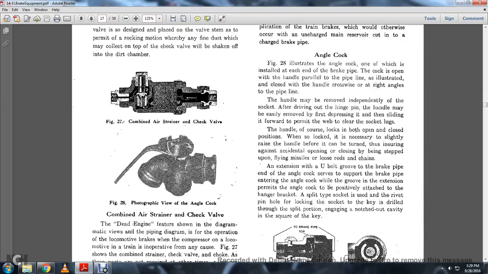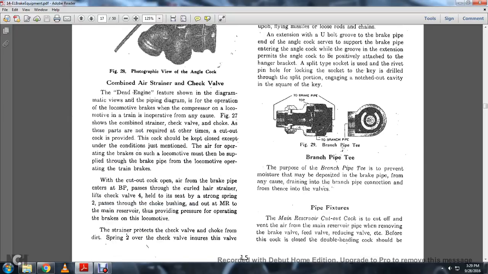Figure 27: combined air strainer and check valve, compared with the angle cock. The dead end feature shown in the diagram feeds the pipe diagram. The operational locomotive brakes, the compressor, and the locomotive train are inoperative in any case.